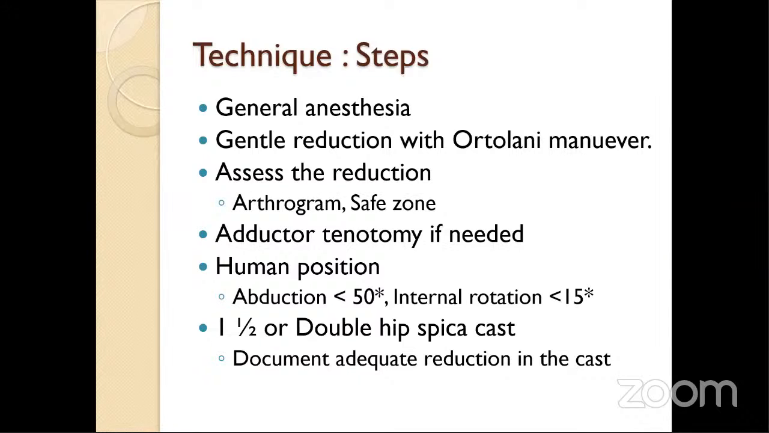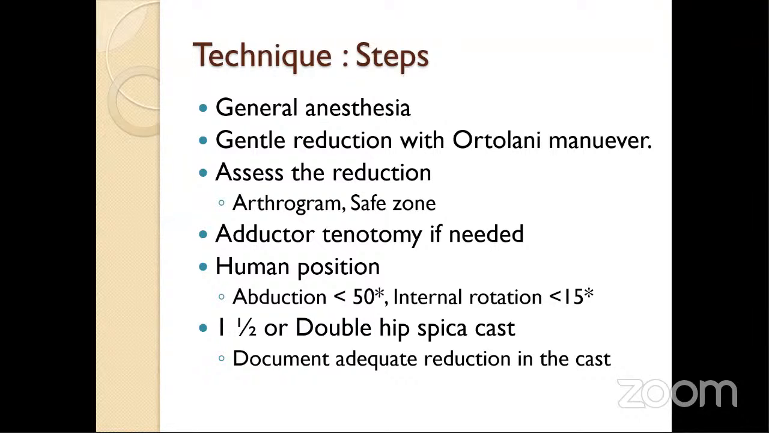What are the steps of plaster treatment? Under general anesthesia, always to be done under general anesthesia, a gentle reduction with the Ortolani maneuver, and then you assess the reduction by two methods. First is you must document your reduction with an arthrogram. Just a click is not enough. And then you must assess what is the safe zone. I'll come to that. If the safe zone is very narrow, that means the hip is easily redislocatable, and adductor tenotomy may be needed, which will add to the ease of reduction.